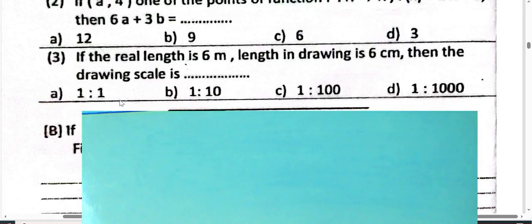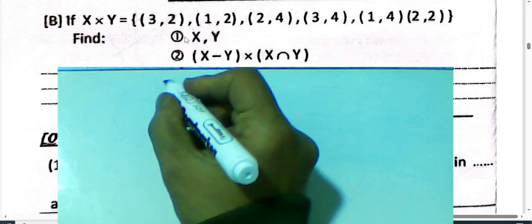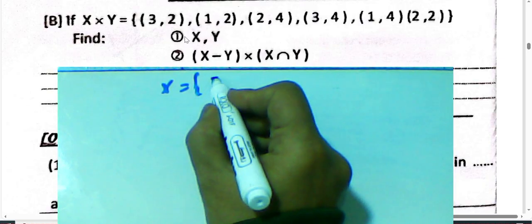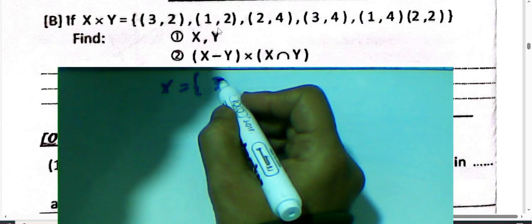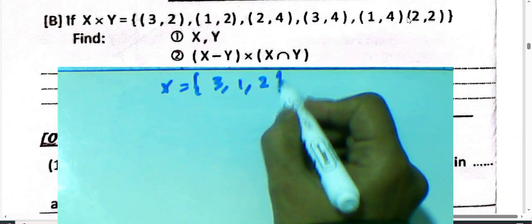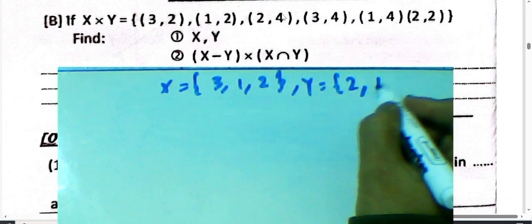Next question. If x Cartesian product y equals a set of points like this, he wants to find the sets x and y. X will be the first projection and y will be the second projection. X here will be 3, 1, 2. Look at me, the first projection: 3, 1, 2, with 3 repeating, 1 repeating, 2 repeating. And y, the second projection, we have 2 and 4, right? 2 and 4, with 4 and 2 repeating.